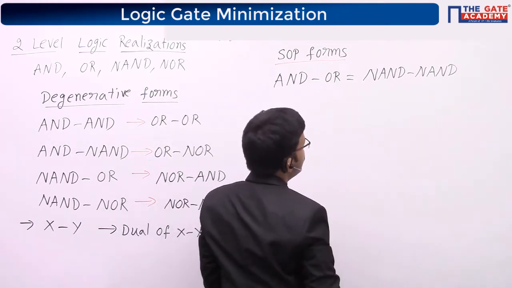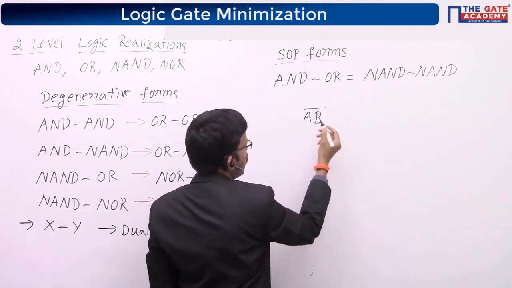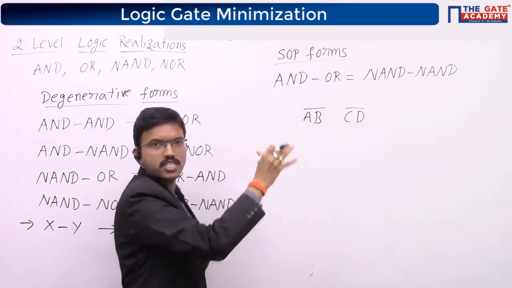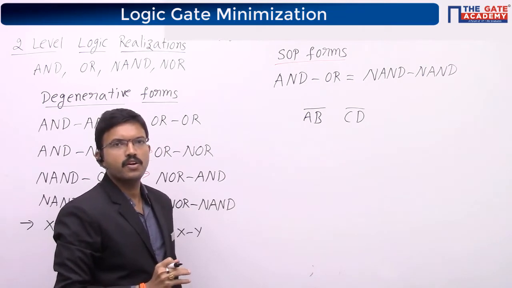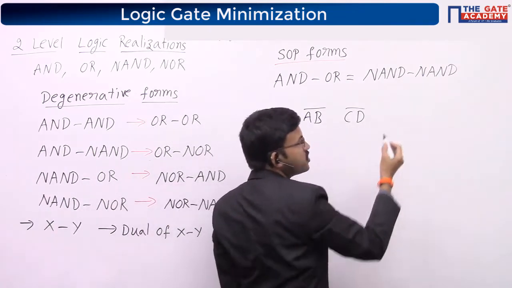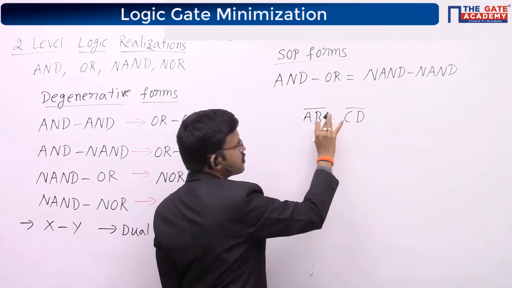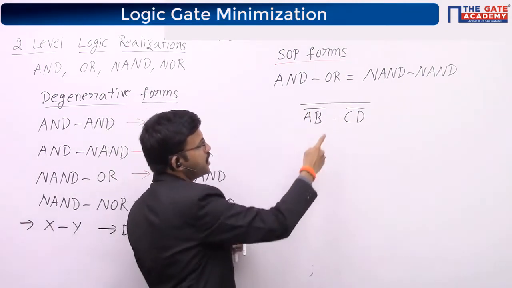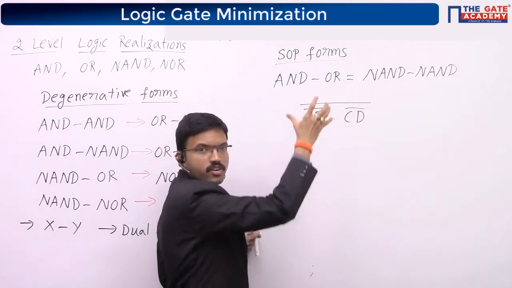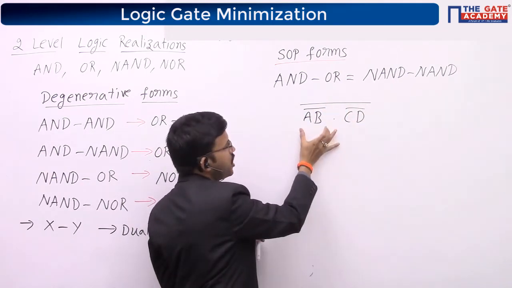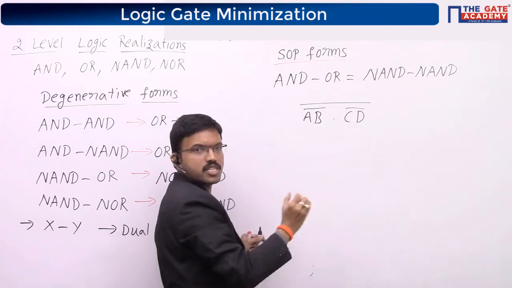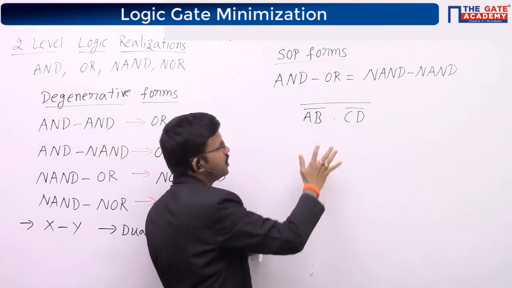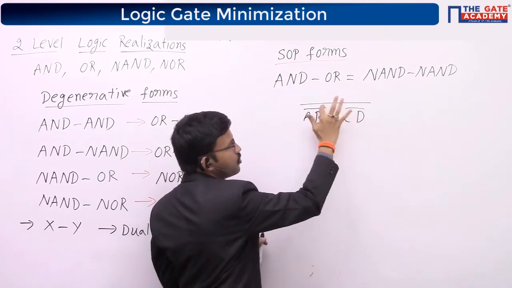NAND-NAND. That means in the first stage I am getting AB bar and CD bar as the outputs of the first stage NAND gates. Now in the second stage I am using a NAND gate only. So this is like X, this is like Y, XY whole bar. Is it clear? First level I am having NAND gates. So AB bar and CD bar are the outputs of the first stage NAND gates. Those outputs I have given as input for the second stage NAND. So this is like X, Y whole bar.